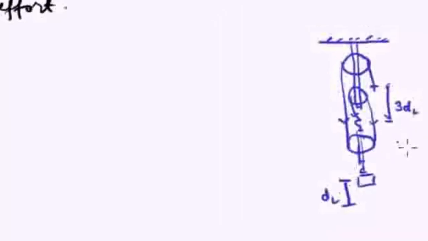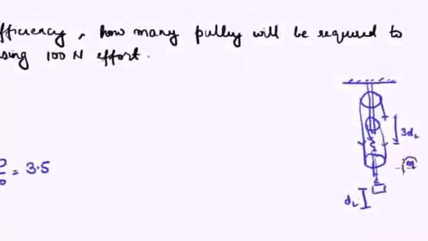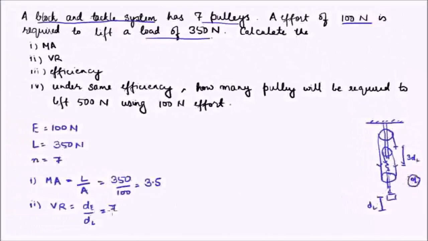To counteract for that, this section of the rope, that is where the effort is, will have to move 3 times dl, so as to counteract the slack of dl in each section. So this will be 3 dl. As a result, dE upon dl will be 3 dl upon dl, that is 3, which is equal to n. So here again we found out that the velocity ratio is equal to the number of pulleys.